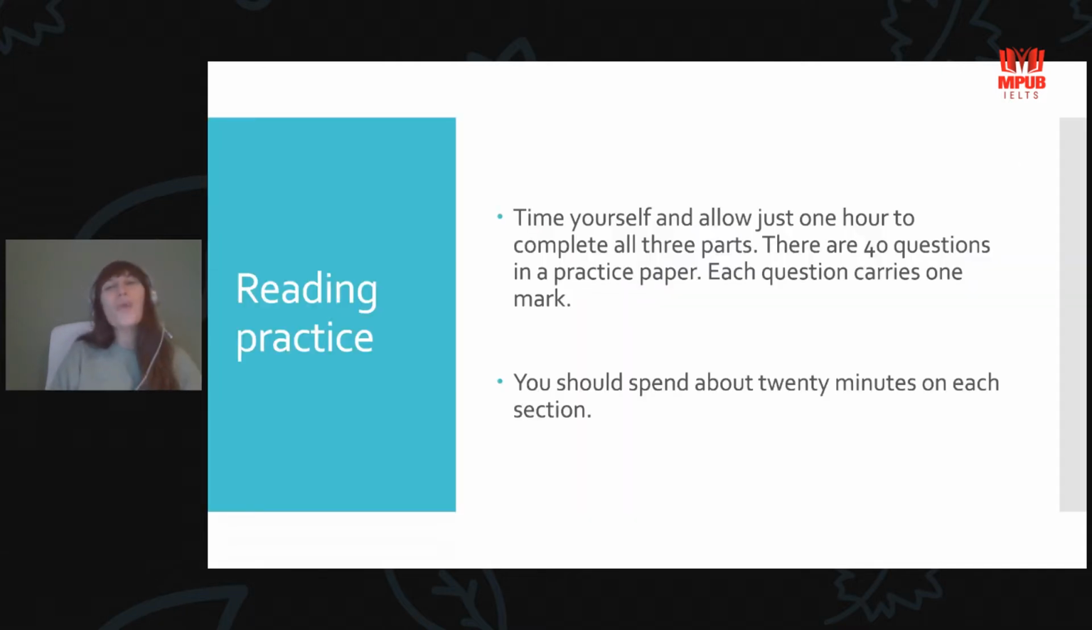So when you are practicing your reading, I suggest that you time yourself. Allow just 1 hour to complete all 3 parts of the reading exam paper. Now, as you will be aware, there are 40 questions in the reading paper, and each question carries 1 mark unless stated otherwise. You should roughly spend about 20 minutes on each section, okay? So try not to spend more than 20 minutes on each of those sections. When you are practicing at home, do try to time yourself. Use your mobile phone to time yourself and see how long you are taking for each of the sections.